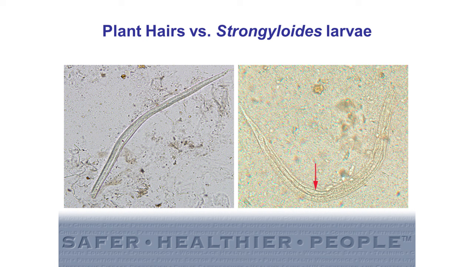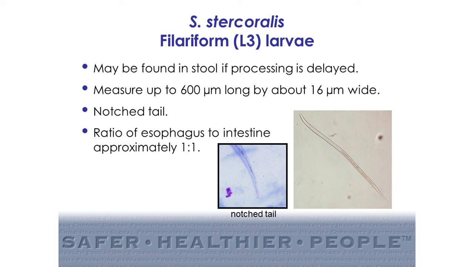The filariform larvae may be seen if stool processing is delayed. They are much longer than the rhabditiform larvae that hatch from the eggs. They measure up to 600 micrometers in length and 16 micrometers wide. And as we mentioned before, they have a notched tail by which they can be distinguished from hookworm larvae. Another important factor is the ratio of the esophagus to the intestine in the filariform larvae. It's about a 1-to-1 ratio.